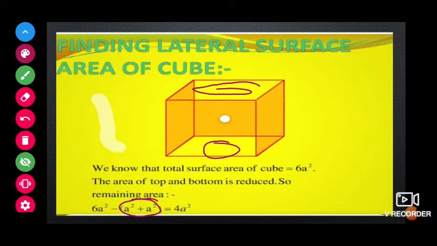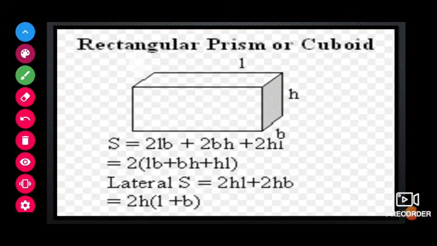That is the top face, a square, and the bottom face, a square. If we remove them from the total surface area of 6a square, then we will get 4a square as the lateral surface area of the cube. Keep it in mind and write each formula 5 times.